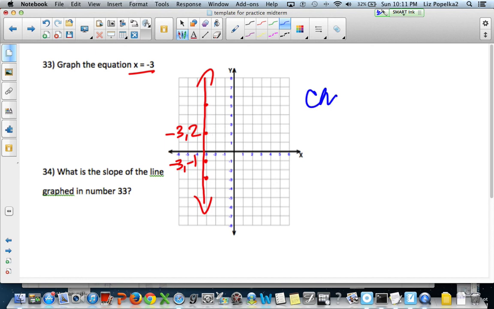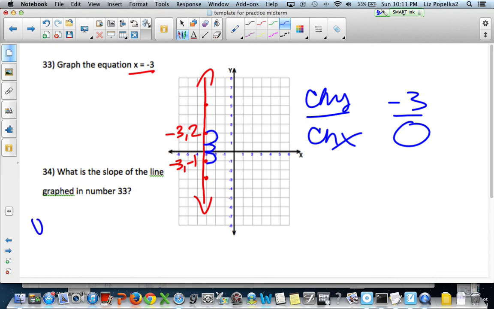Remember that it's your change in y over your change in x. So if I wanted to find my rate of change from this point to this point, I go down 1, 2, 3. So this would be a negative 3. And I don't travel left or right. I stay the same. Remember, we talked about this in class, that you actually can't divide negative 3 by 0. It's a divide by 0 error. So because you can't do negative 3 divided by 0, the slope is what we call undefined. That means we don't have a math term to explain what this slope means. So we're just going to say that it's undefined.